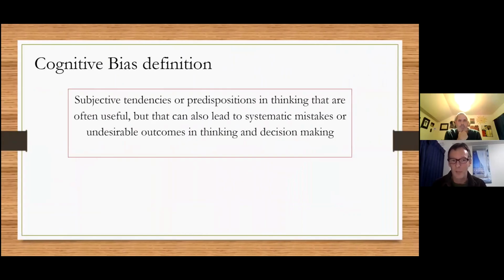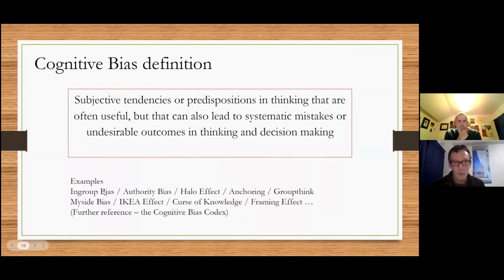So we'd like to define cognitive bias. These are subjective tendencies or predispositions in thinking. They can often be very useful for us, but they can sometimes lead to some mistakes or undesirable outcomes in thinking and decision making. Some of the famous ones: in-group bias, authority bias, the halo effect, anchoring, groupthink, my-side bias. If you are interested in knowing more about these, you can search for the Cognitive Bias Codex at the bottom here. There's a long list of biases, and it also groups them into ways they are useful and ways they can be negative.